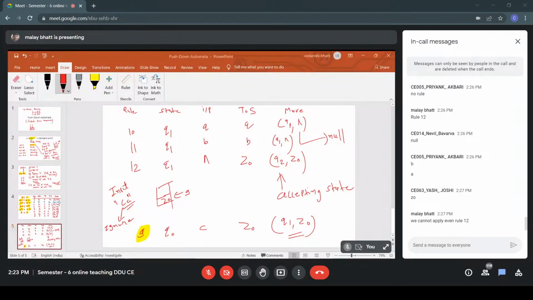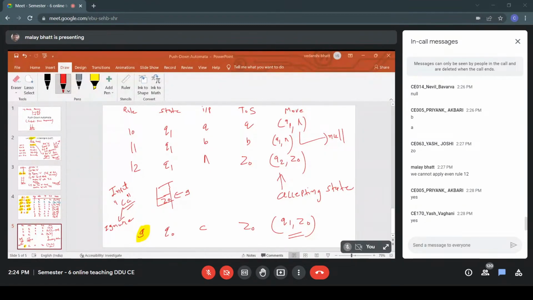If you consider null, then also we cannot apply that rule, because in rule number 12, input is null but the top of the stack is Z0, while in our case the top of the stack is still A. So Q1 is there, input null is there.